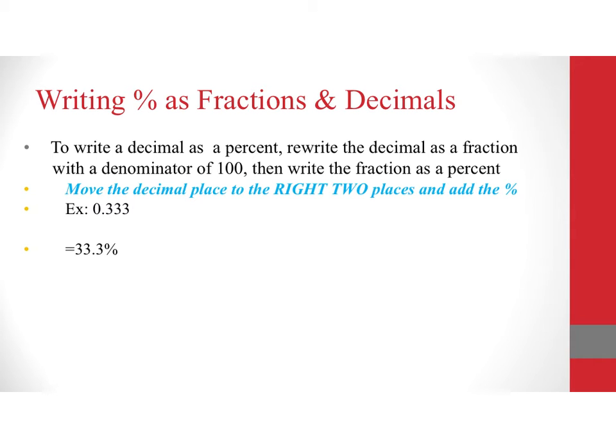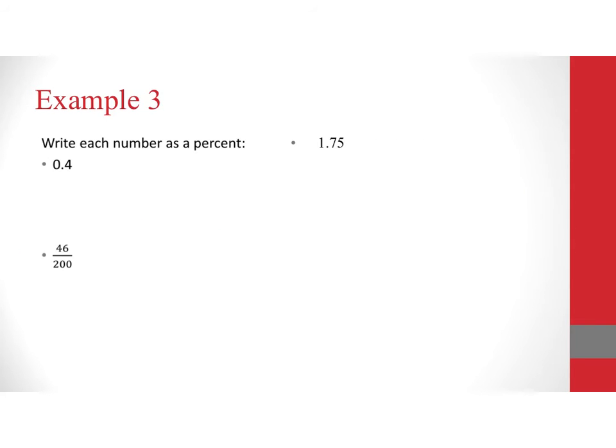So if you want to write a decimal as a percentage, you're going to rewrite the decimal as a fraction with a denominator of 100, then write the fraction as a percent. So we are going to move our decimal to the right 2 places. Okay, so this is kind of the opposite of what we were just doing. So now, if we want to take our decimal here and write it as a percentage, I'm going to take my decimal place, move it 2 places to the right, because I need to add that percentage, and this is going to give me 33.3%.